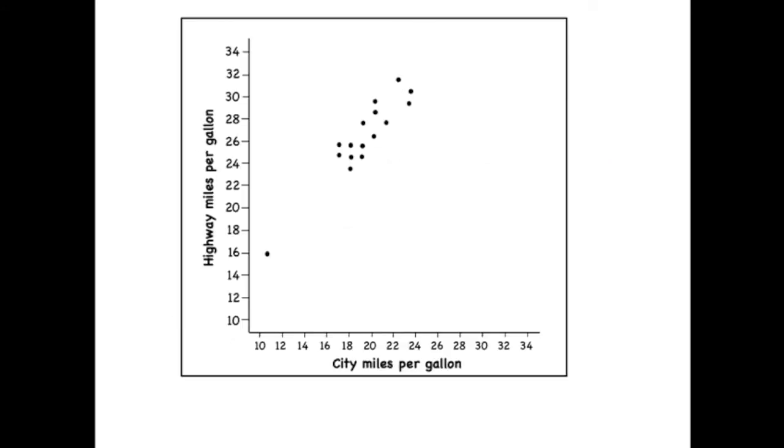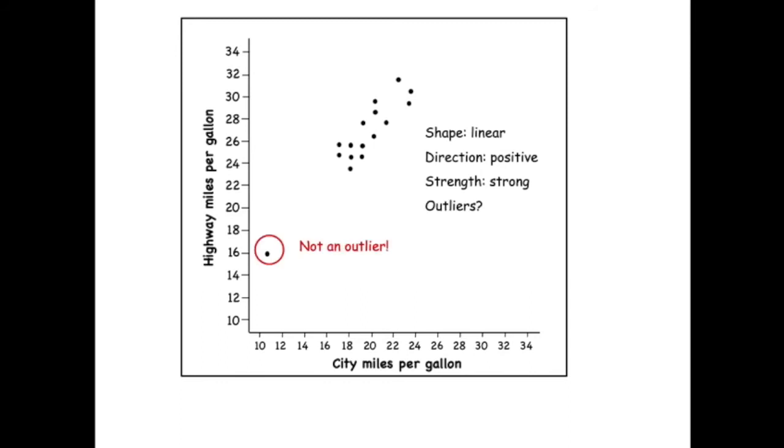This scatter plot shows city and highway mileage for 16 different vehicle types. This looks quite linear. As miles per gallon for city driving increase, so do miles per gallon on the highway, so the direction is positive. It also appears to be a fairly strong relationship, as the points are all clustered close to an imaginary line that we could draw through the data. In looking for outliers, we might be drawn to this data point, but it follows the general pattern of the rest of the data, even though the values for x and y are low.